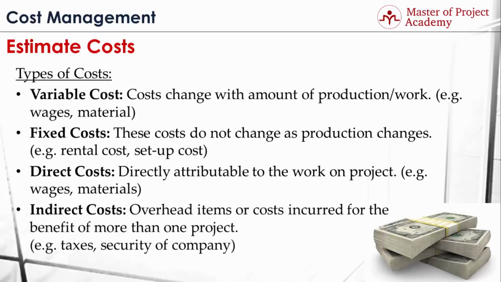indirect costs. Overhead items or costs incurred for the benefit of more than one project are indirect costs. For instance, CEO of the company does not actively contribute to the projects of a company. However, his salary, compensation packages, etc. are all a cost to the company.